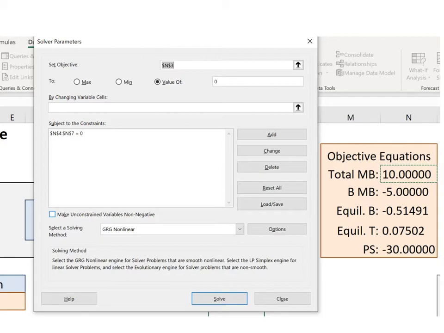The first thing to do is set the objective functions. Here you see we have cell N3, which is the total mole balance, as an objective, and we set that to a value of 0. Also, the constraints are also objective functions, and here we have N4 to N7. That is the benzene mole balance, equilibrium for benzene and toluene, and the process specification. They all have to equal 0 also.